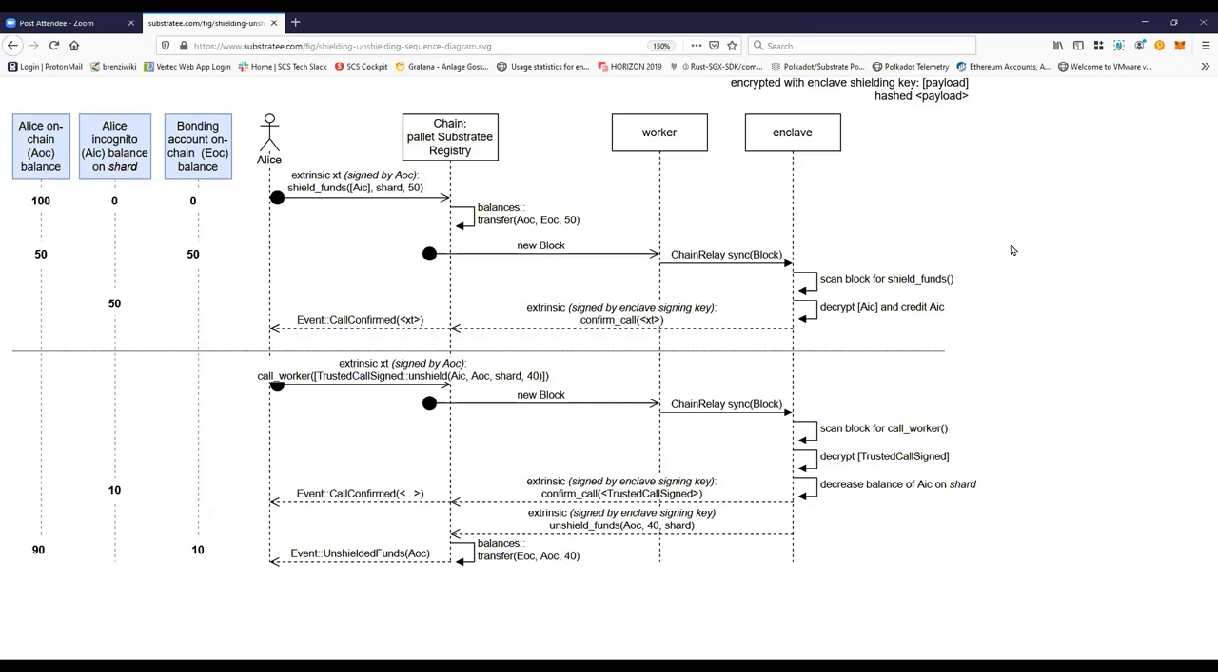I'll go into sharding later, because SubstraTEE can also do sharding, but that will be too complicated for here. And we have a bonding account, which is controlled by the enclaves, which is EOC. So what Alice does first is she sends an extrinsic saying shield funds.